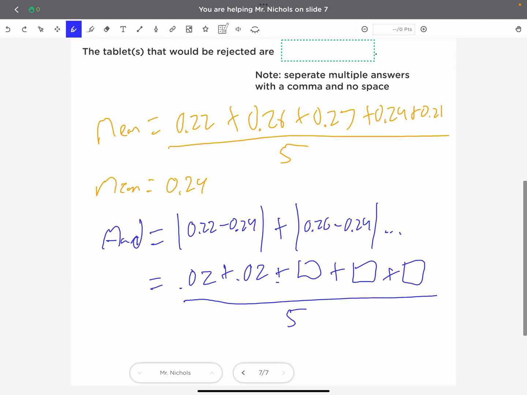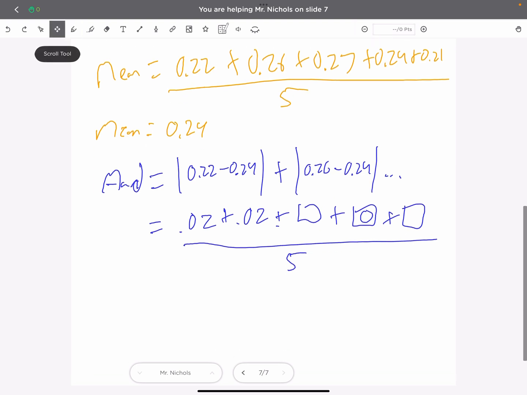One of them, by the way, should be 0. So I'll give you a hint there. You do include that 0 as one of your 5 values. And then when you do that, you should get that the MAD is equal to some answer here. So we have our mean and we have our MAD.